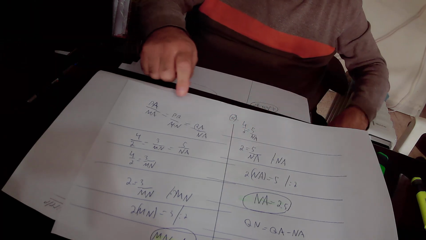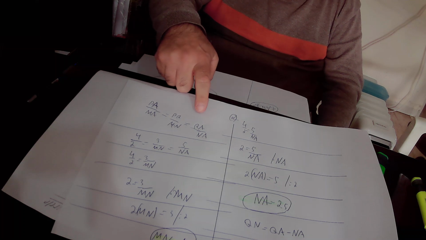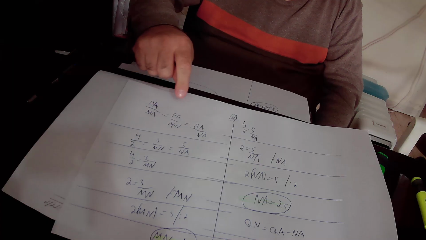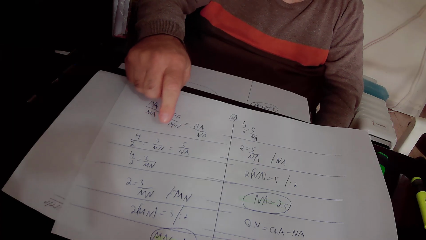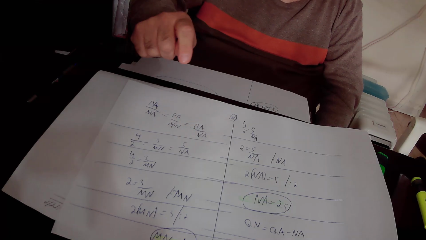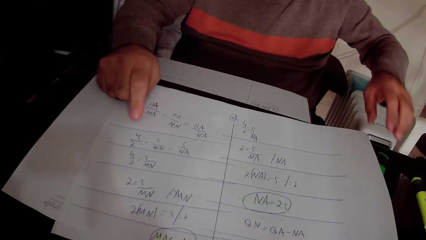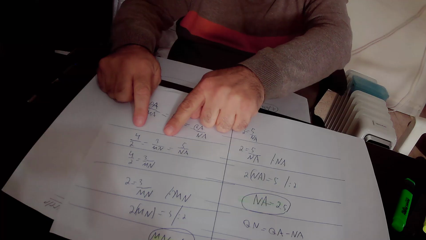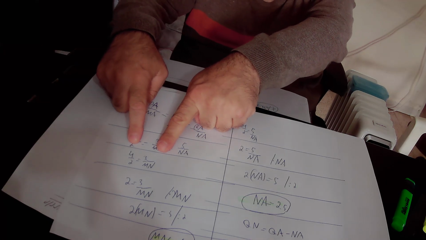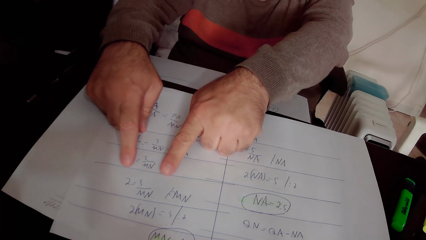PA over MA equals PQ over MN equals PA over AN. PA is 4, AM is 2, PQ is 3, MN is 2, QA is 5, NA is unknown. So from this equation we conclude that 4 over 2 equals 3 over MN. 4 over 2 is 2, so 2 equals 3 over MN.